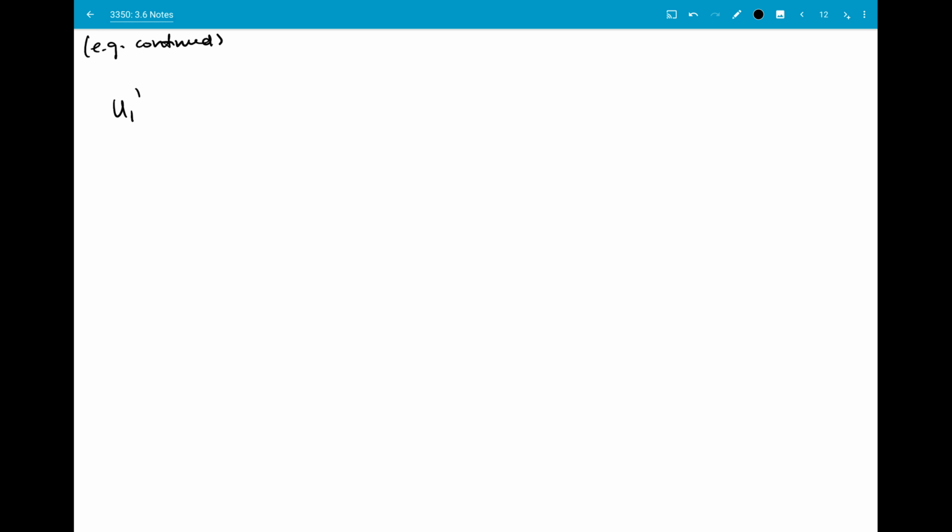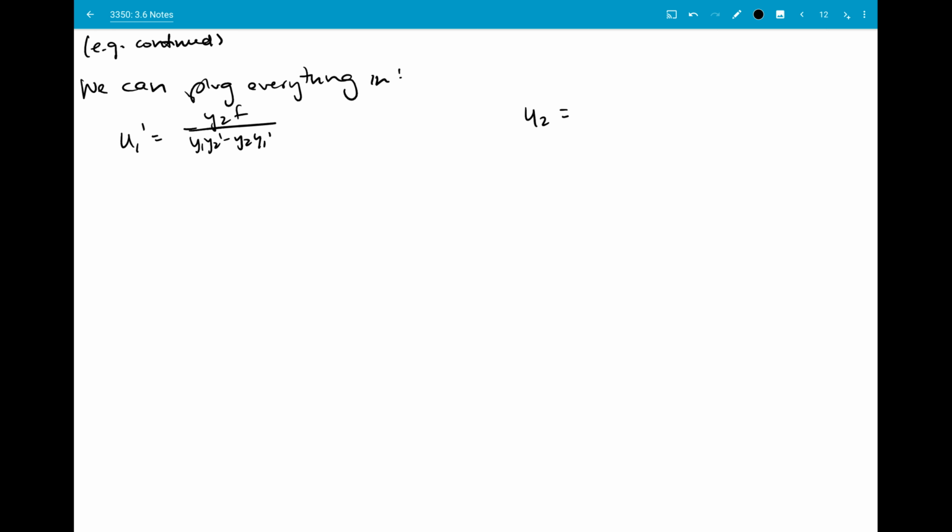And we've got our u1 prime. We're going to say we can plug everything in. So our u1 prime was going to be minus y2 f over y1 y2 prime minus y2 y1 prime. And our u2 prime was going to be, make sure that minus sign is super clear, y1 f over y1 y2 prime minus y2 y1 prime.